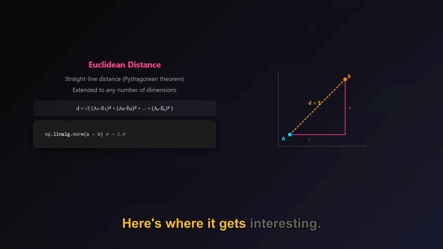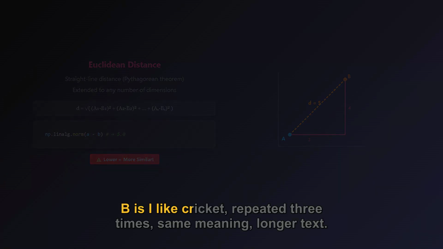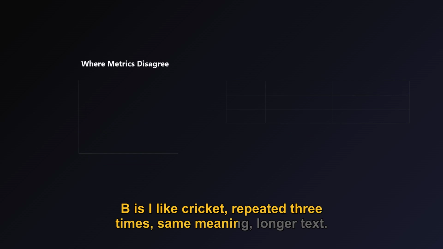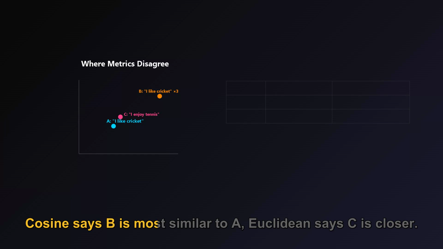Here's where it gets interesting. Let's see where these metrics disagree. Take 3 sentences. A is "I like cricket." B is "I like cricket" repeated 3 times, same meaning, longer text. C is "I enjoy tennis," different meaning but nearby in space. Cosine says B is most similar to A. Euclidean says C is closer.